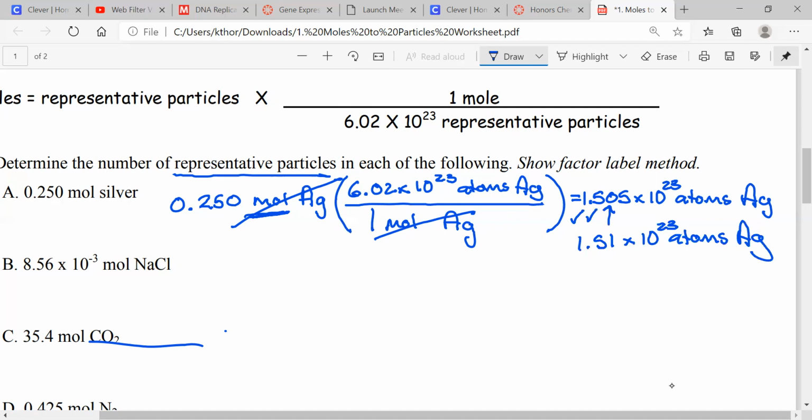Keep in mind a few things. One, you have to make the like terms cancel out. So whatever unit of measurement is in your known, you need to have the common unit of measurement on your conversion on the bottom right here. Second thing, you need to be sure that you put the correct number of sig figs, you have the correct scientific notation, and lastly, remember what I told you. If you were just to write 1.51 times 10 to the 23rd, you get half off. You have to write atoms of the substance, atoms of silver.